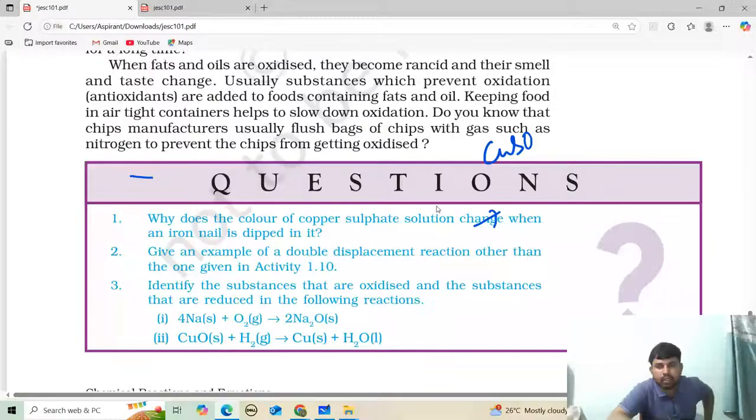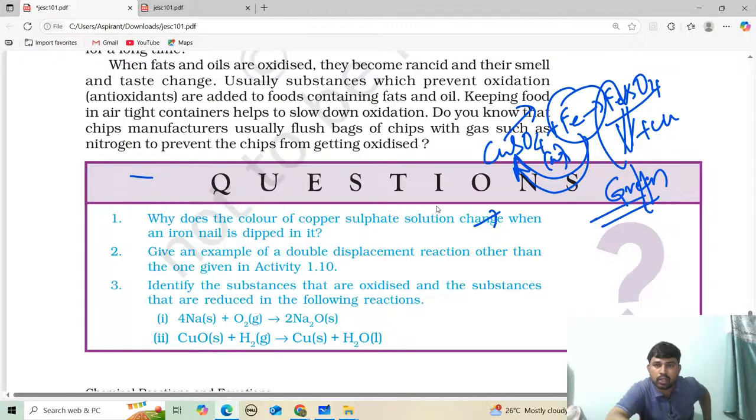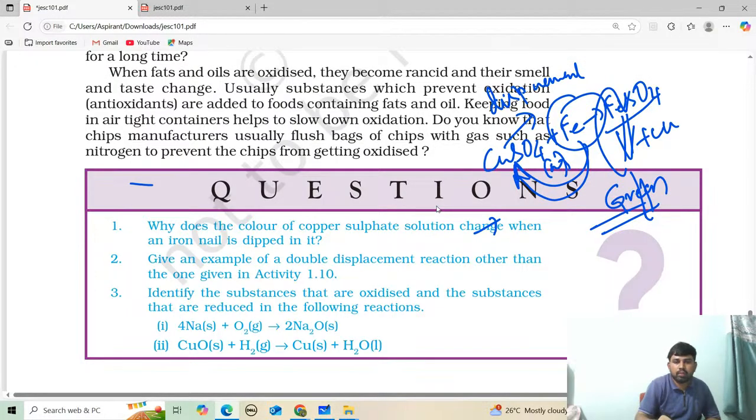Aqueous solution of copper sulfate, and we added an iron nail. Iron is more reactive than copper, so iron sulfate plus copper is formed. What is the color of FeSO4, sir? Green color. So it indicates the formation of FeSO4. That's why the color changes. What kind of reaction is this, sir? A more reactive metal displacing a less reactive metal. It is called a displacement reaction.